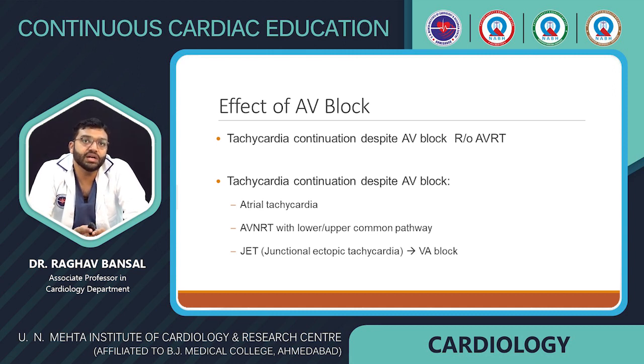If the tachycardia continues despite AV block, it rules out AVNRT, because the AV node is essential. The conduction system is an essential component of the AVNRT. Since it's a part of the circuit, if it gets blocked there, the tachycardia has to stop. So tachycardia continuation despite AV block, the most common diagnosis is atrial tachycardia, but sometimes AVNRT can also cause continuation of tachycardia with AV block, and rarely JET can be seen with VA block.